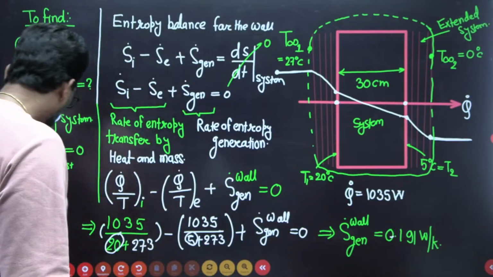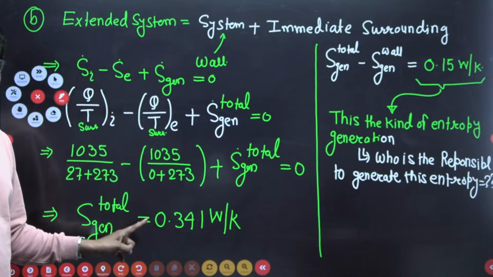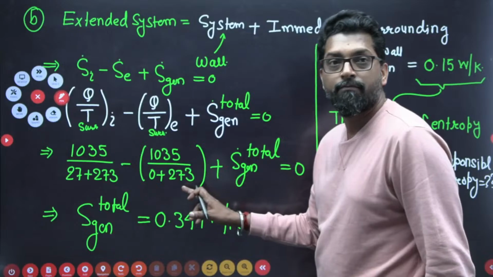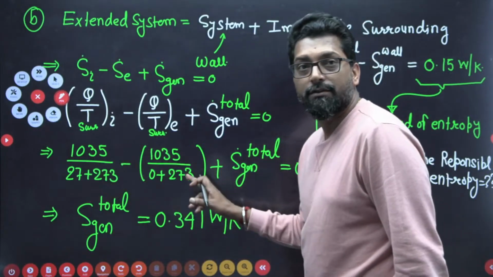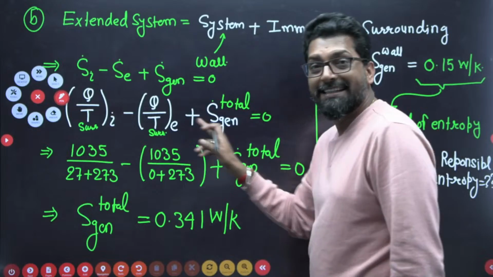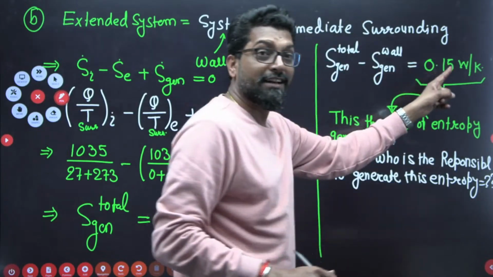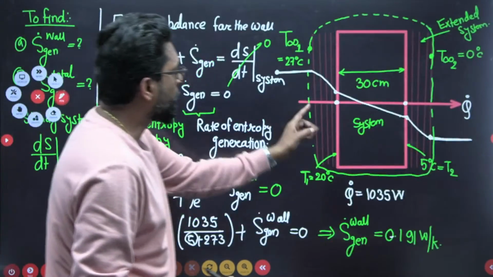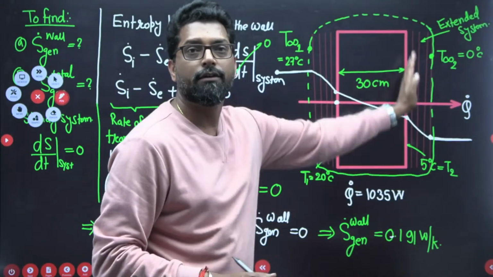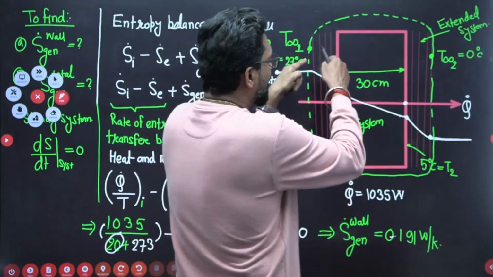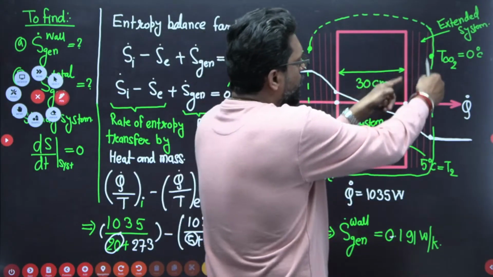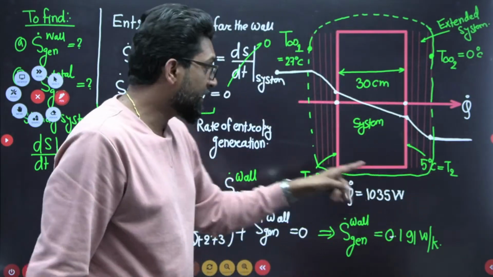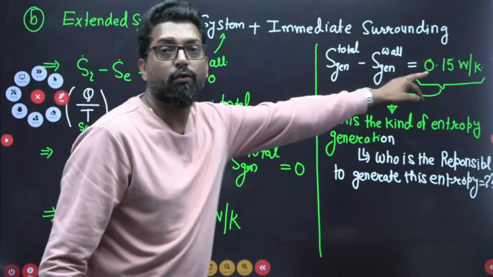Now, who is responsible for this total entropy generation? In the total entropy generation also there is a temperature difference due to the heat transfer. But this entropy generation is due to the flow of air. Very good. Why? Because there is hot air and there is cold air, so this air will flow. Due to this air flow, this 0.15 entropy will generate.